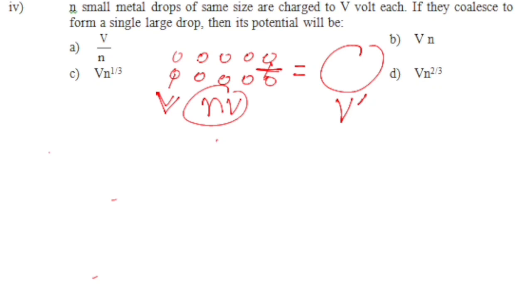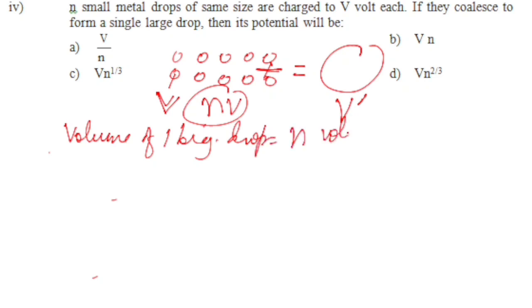How do you find it? In this type of question, you first assume what is same if these n number of metal drops combine to form a big drop. Volume is same, right? Please pause the video and try to solve this question. I am also solving here. So you can write volume of one big drop is equal to n times volume of each small drop.